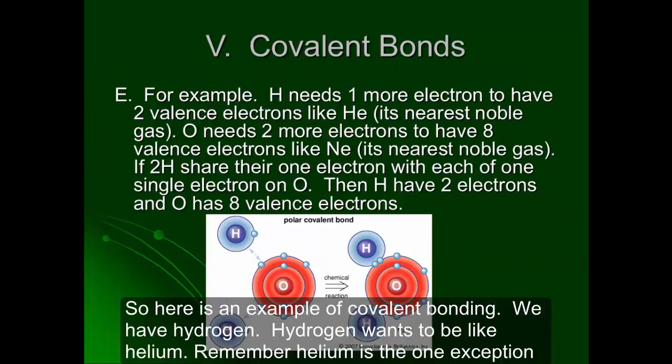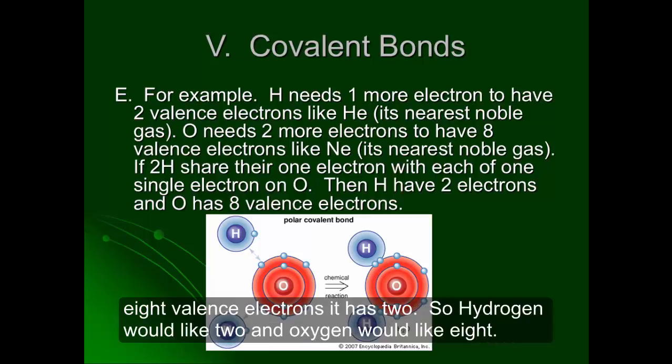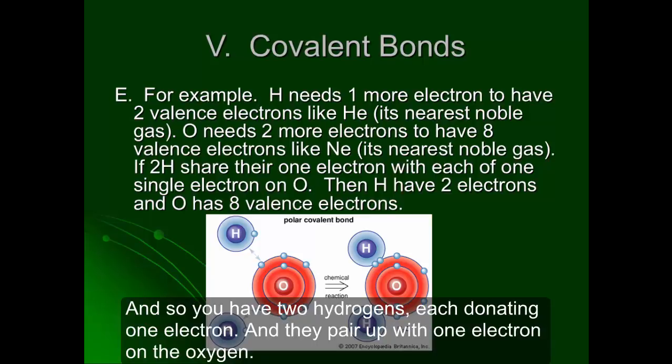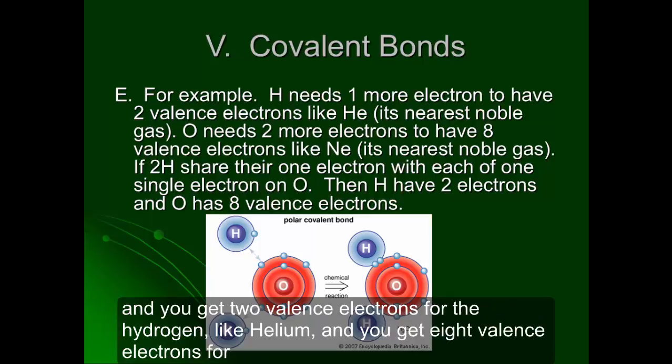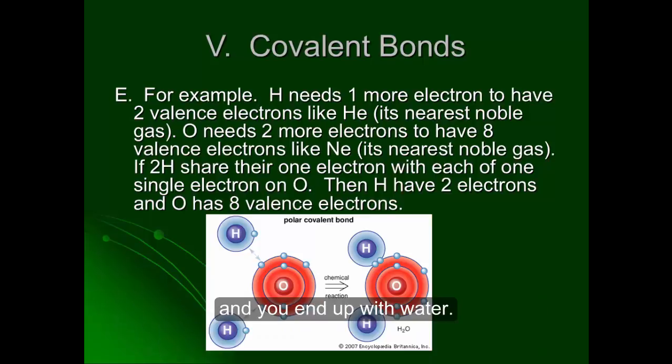So here's an example of covalent bonding. We have hydrogen. Hydrogen wants to be like helium. Remember, helium's the one exception there. Instead of having 8 valence electrons, it has 2. So hydrogen would like 2, and oxygen would like 8. And so you have 2 hydrogens, each donating 1 electron, and they pair up with 1 electron on the oxygen, and you get 2 valence electrons for the hydrogen, like helium, and you get 8 valence electrons for the oxygen, like its neighboring noble gas. All the remaining ones other than helium are like that, and you end up with water.